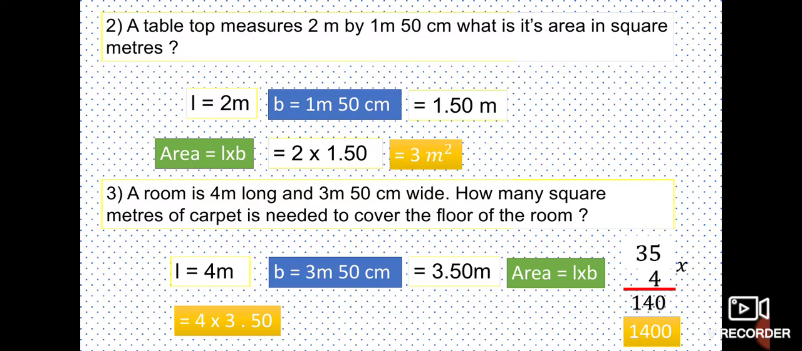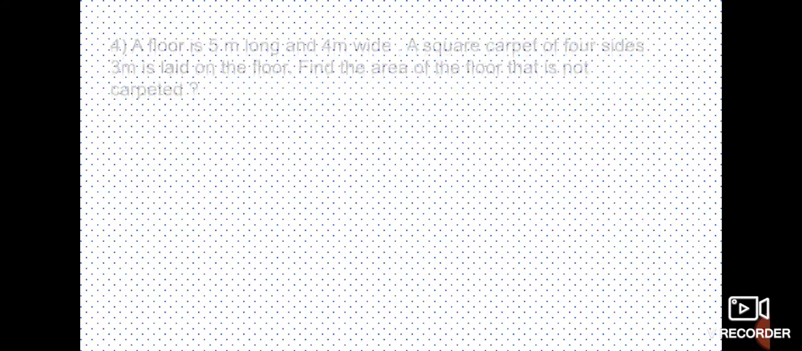Now, look here. Here 3.50 after the point 2 digits. So in the answer also after the point 2 digits. That is 14.00. 14.00 is same as 14 meter square. Then let's move to last question.